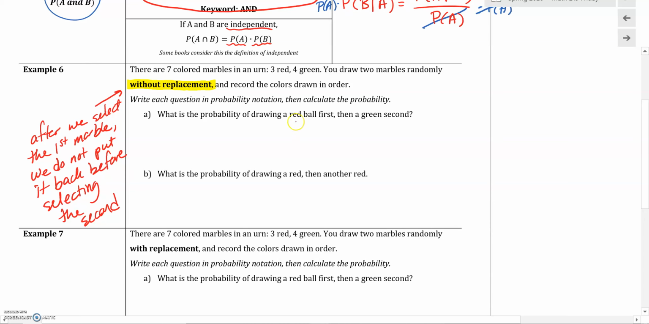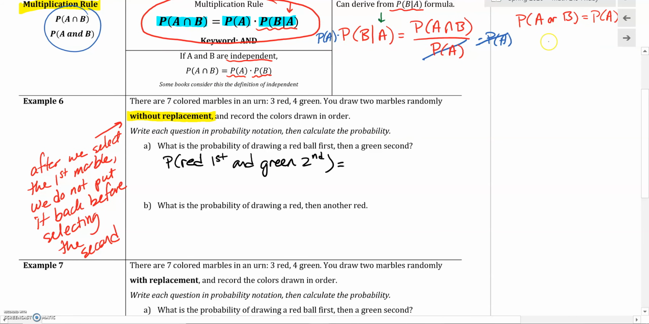They say, what is the probability of drawing a red first and then a green? So I want the probability of red first and green second. Right? That's what I want to happen. Well, for now I'm just going to, like I did with the addition rule, keep writing out the probability rule until I get a good grasp of it. It's the probability of getting a red one first times the probability of getting a green one second, given that we know we pulled a red one out of the bag.